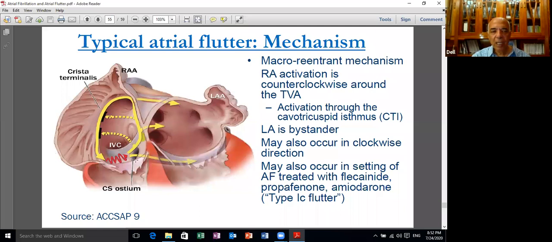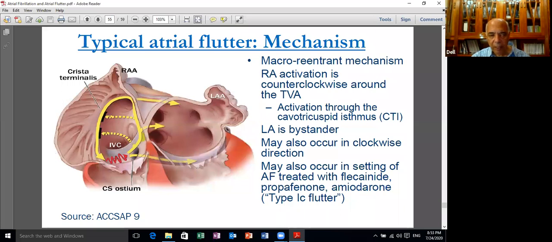Now, as you see, it's a macro re-entry circuit located totally in the right atrium. You go from the tricuspid valve, you go up the septum, you go counterclockwise down the free wall at the crista terminalis, and you end up with a slow zone. The left atrium is activated passively through, above here, the interatrial bundle, and here through the fossa ovalis, and lower down through the coronary sinus. You can get the loop as a large loop, or you can get shortcuts.